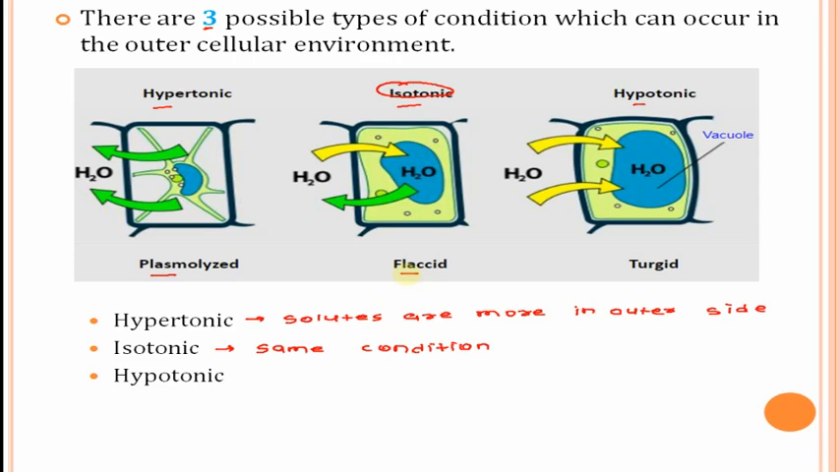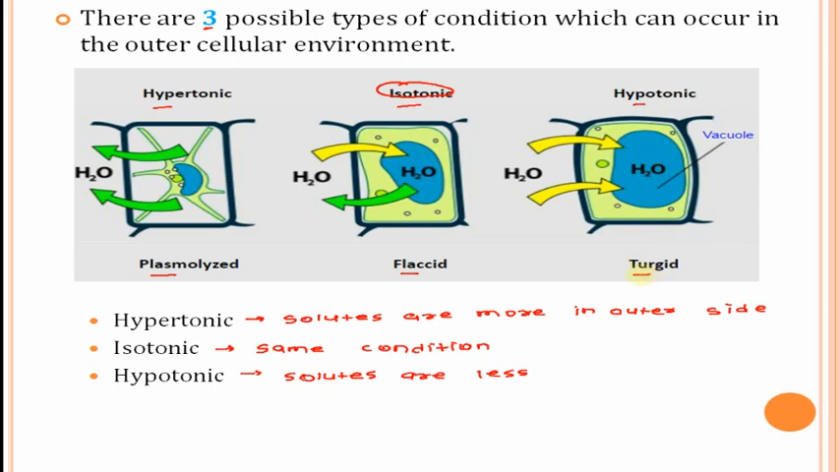Now, the last condition, that is the hypotonic condition. What happens in the hypotonic condition? The outer environment where the cell is placed contains a lesser solute amount than inside the cell. That means in the hypotonic condition, solutes are less outside. So what will happen? Due to osmosis, the water will move from its higher concentration to lower concentration. Inside the cell there is a high amount of solutes and outside there are fewer solutes. So the free water is more in the outer environment. A high amount of water will go inside the cell. Due to this, the cell will swell, and this kind of cell is called a turgid cell.